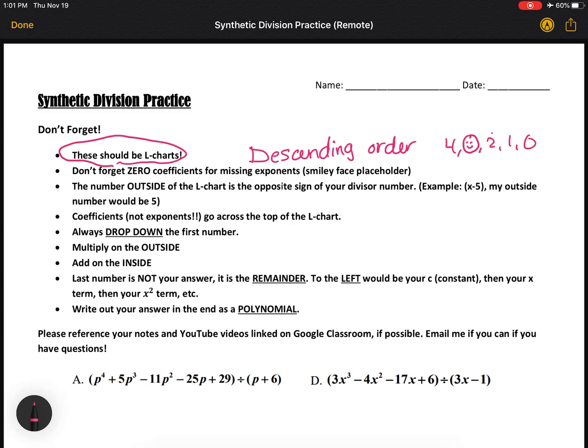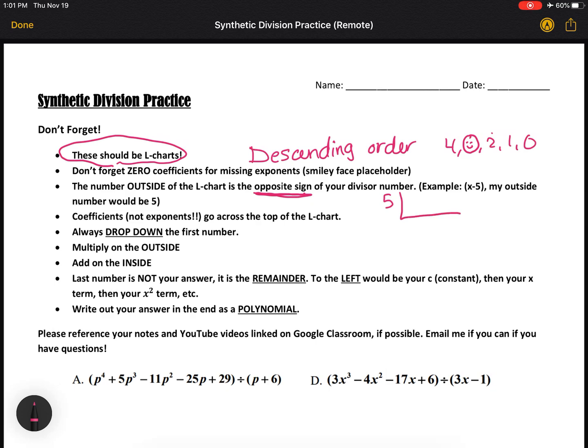Okay, the number outside of the L chart is the opposite sign. We talked about that in our notes. The opposite sign of our divisor. So for example, if my divisor was x minus 5, then on the outside of my L chart, I'm going to have a regular old 5.